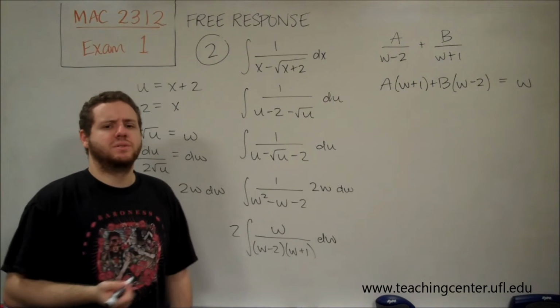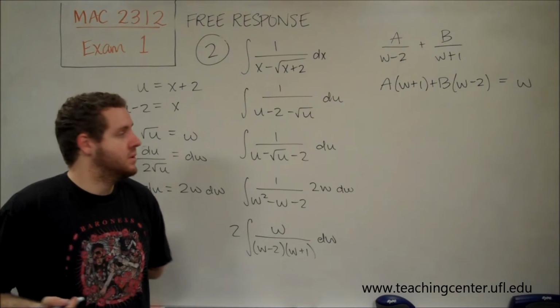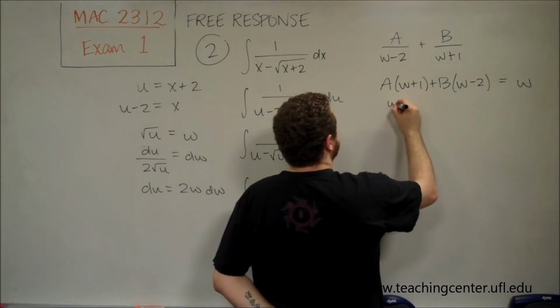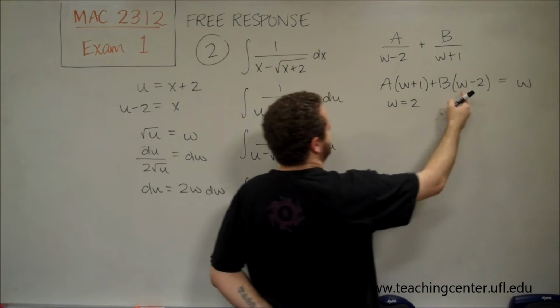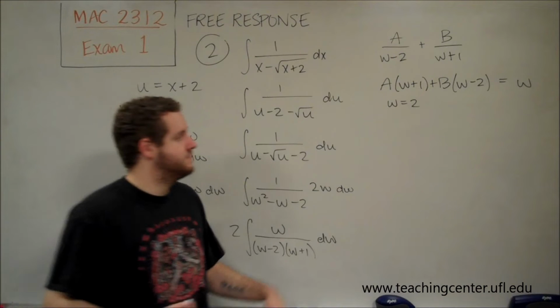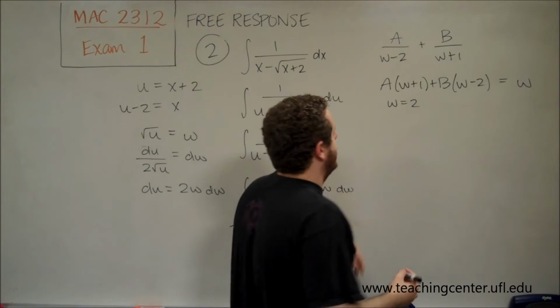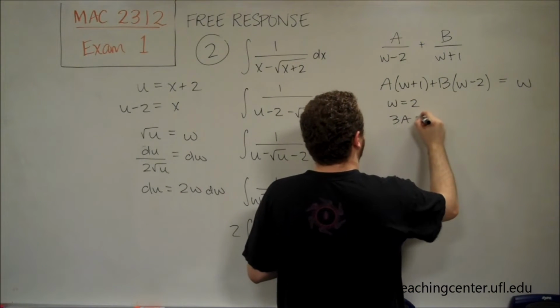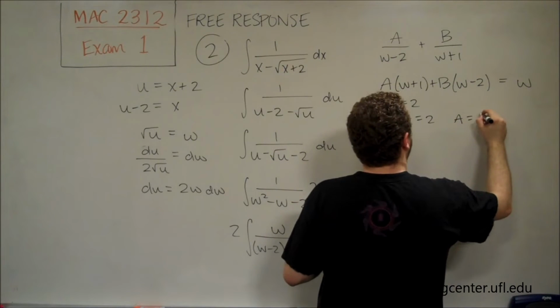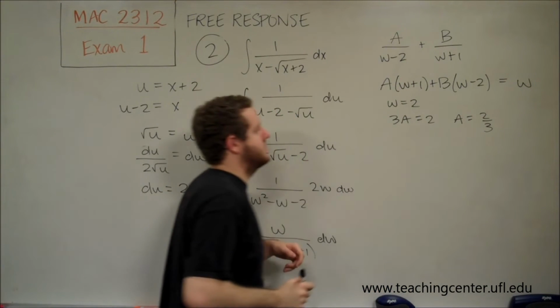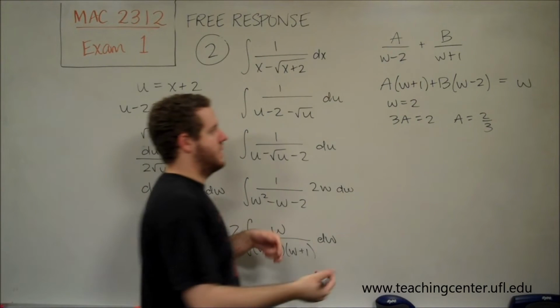So this is a really simple one to do just by plugging in numbers for w. If w equals 2, that would get rid of the b, we get 3a equals 2, a equals 2/3.